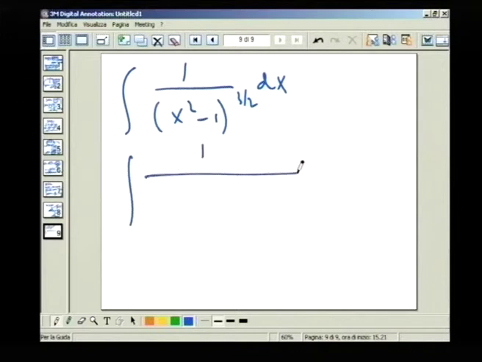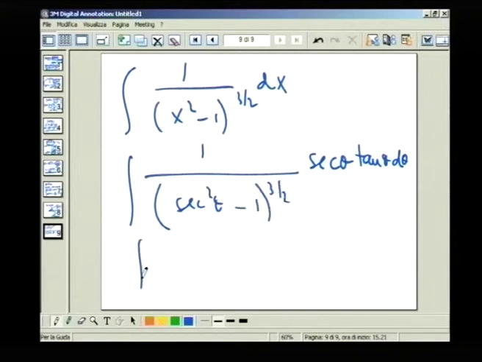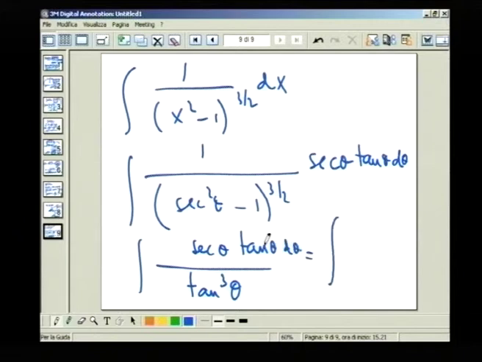So it becomes directly, x is equal to sec theta, so you have dx equals sec theta tan theta d theta, and you have here 1 over x squared. x squared is equal to what? (sec squared theta minus 1) to the power 3 by 2. So the integral becomes, here you have tan squared, so you have tan cubed theta times sec theta tan theta d theta. So the integral becomes what? Tan goes with tan, so you have sec theta divided by tan squared theta.